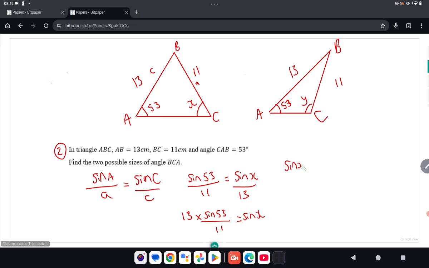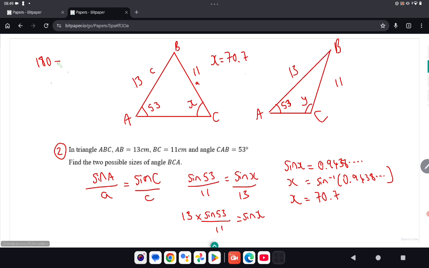So we have sin x is equal to 0.9438. Sin to the minus 1 both sides. So x is 70.7, is one of my answers. And we know now, just to work out the other answer, it's 180 minus 70.7, 109.3. So that's my second answer. So just bear that in mind. One of these questions might come up on the end of your paper.